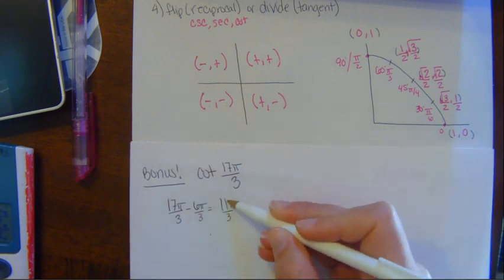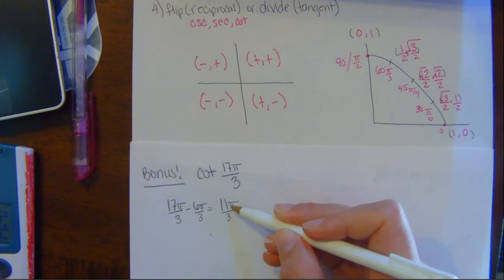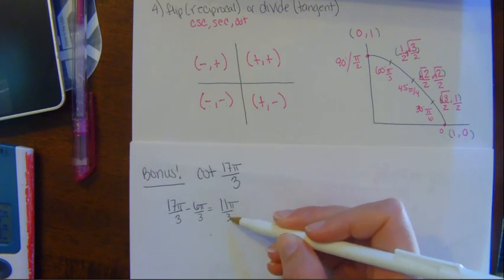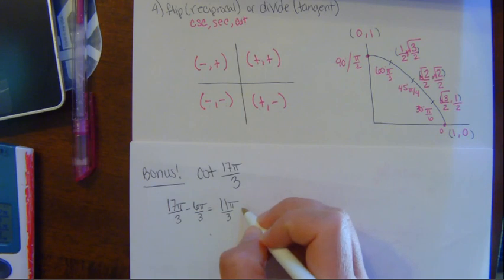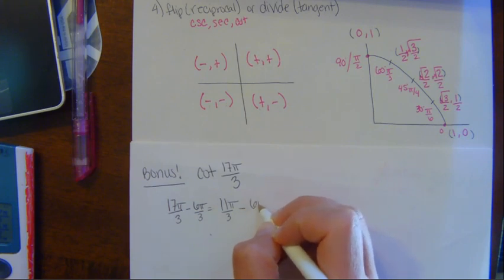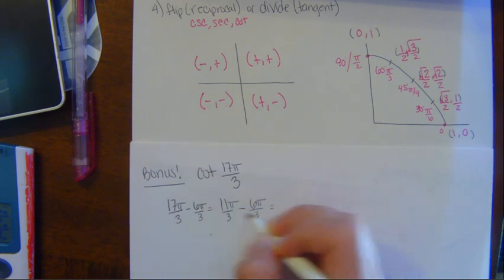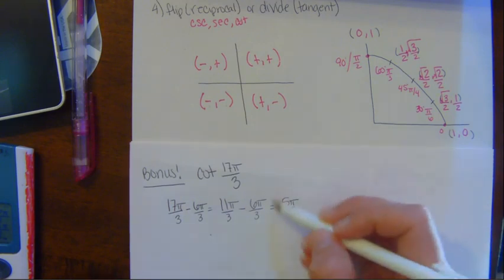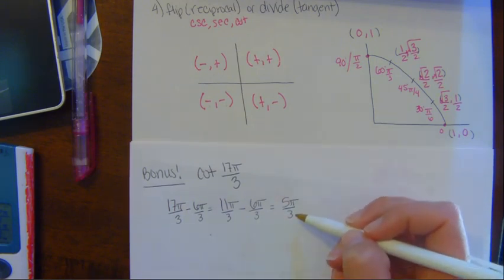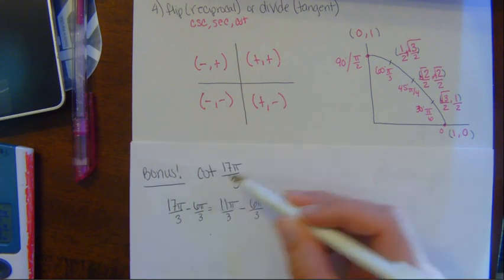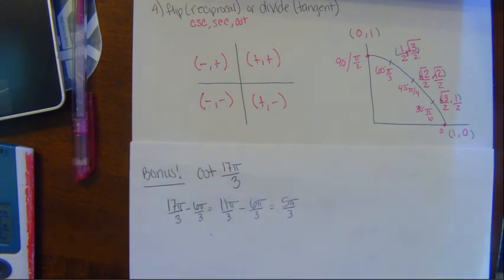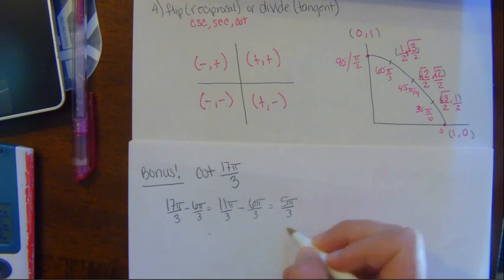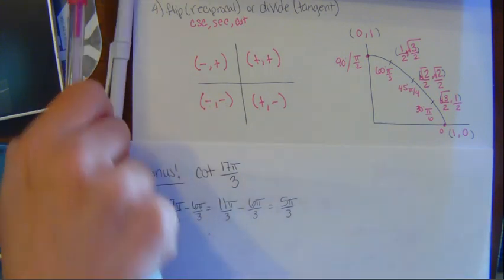And you see how that's still bigger than 2 pi? So I need something that's less than 6 pi over 3, because 6 pi over 3 is 2 pi. So I'm going to take off another circle, another 6 pi over 3. And that's going to give me 5 pi over 3. So that's what I really want to look at. I want to try to figure out what the cotangent of 5 pi over 3 is. So 5 pi over 3 is actually the angle that I want to sketch.